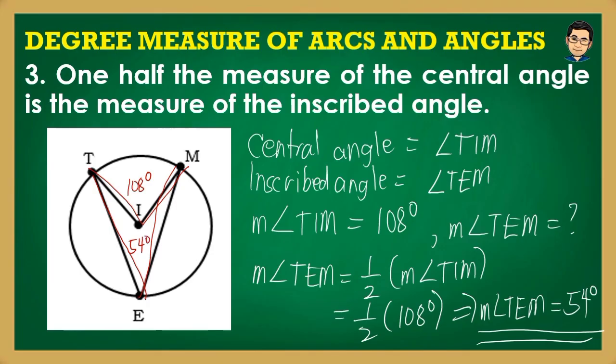And if the given is the inscribed angle, can we get the measure of its corresponding central angle? Yes. We do the opposite: instead of one-half, we multiply by 2. So the 54, we just multiply by 2, and we get 108 degrees, the measure of the central angle. I hope our discussion about the degree measurement of arcs and angles was clear.